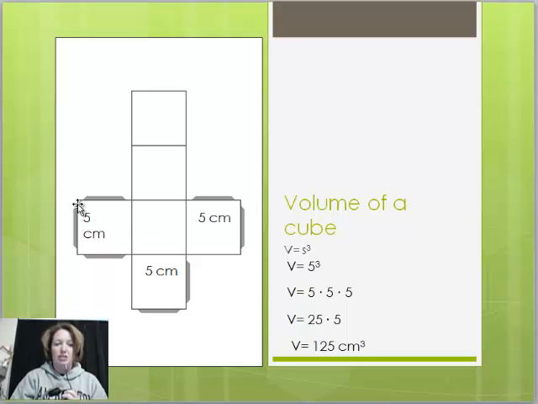So when we did our measurements, we found that this piece was 5 centimeters, this piece was 5 centimeters, and this piece was 5 centimeters. So in my formula, I'm going to write V equals 5 cubed, which translates to V equals 5 times 5 times 5, which is V equals 25 times 5, and V equals 125 centimeters cubed. Now you'll notice that our label is cubed this time because we dealt with 3 measurements, a length, a width, and a height.